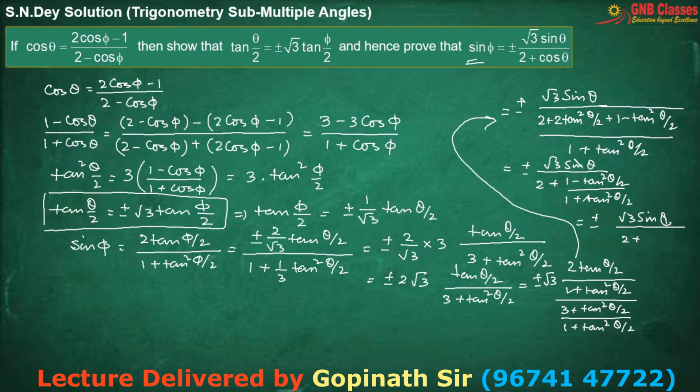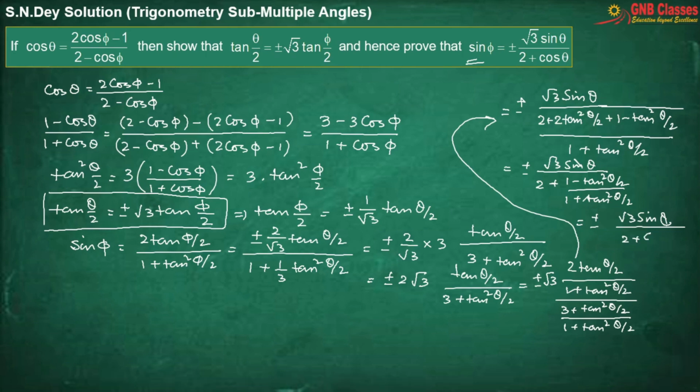1 minus tan square theta by 2 by 1 plus tan square theta by 2 is cos 2 theta. So in this case it will be cos theta only. Is it clear? So that is your right hand side. So we have proved that sine phi is nothing but plus minus root 3 sine theta divided by 2 plus cos theta. Is it clear? Now let us move to the next problem.